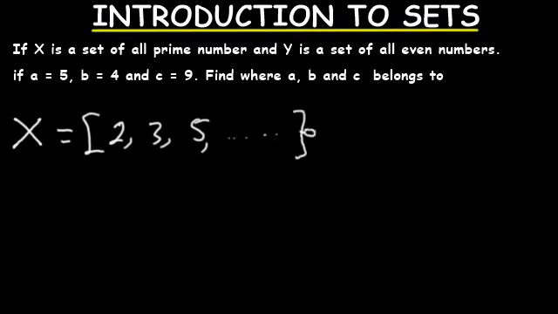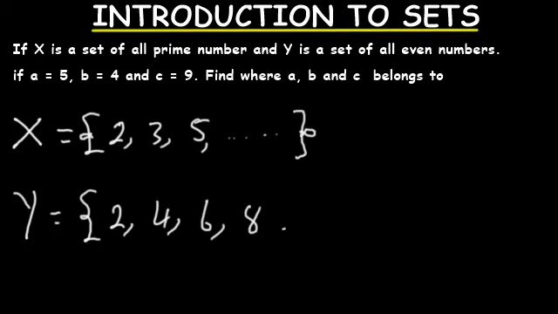We are using what we call the curly bracket. Sorry for that. This is how a curly bracket really looks like. We make use of this bracket to represent a set. So set Y is the even numbers, and the even numbers are 2, 4, 6, 8, all the way to infinity. Now element a is equal to 5.